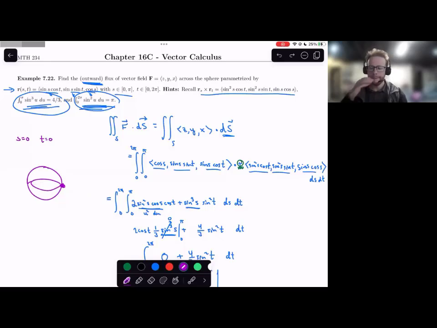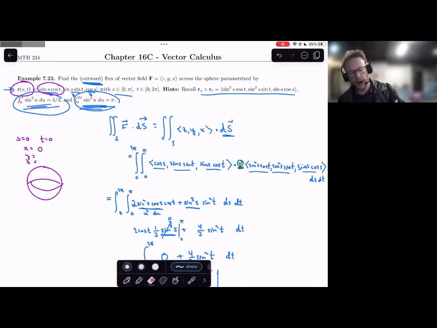So let's go ahead. If I plug these things into my parameterization, everywhere I see an s, I'm going to plug in a 0. Everywhere I see a t, I'm going to plug in a 0. And this will tell me where I am. I'll get an x, a y, and a z coordinate. So in order to get my x coordinate, I'm going to be plugging those things into that first coordinate there for the x's. So if I plug in s equals 0 and t equals 0, I'm going to have 0 here.